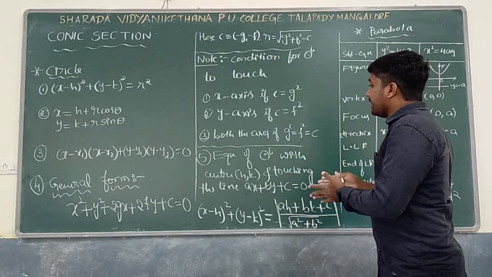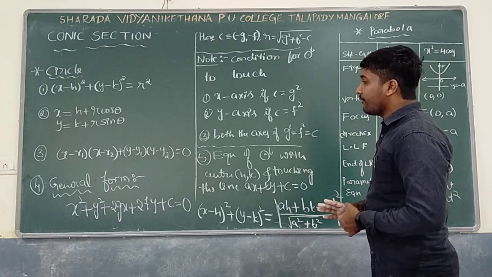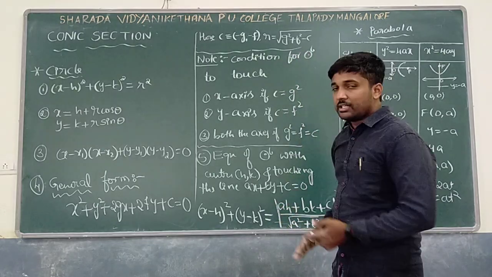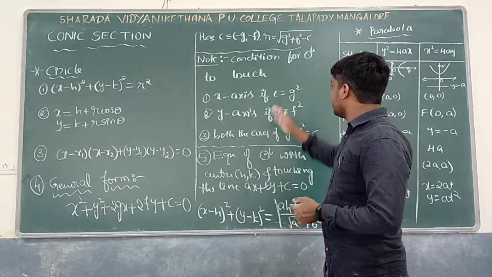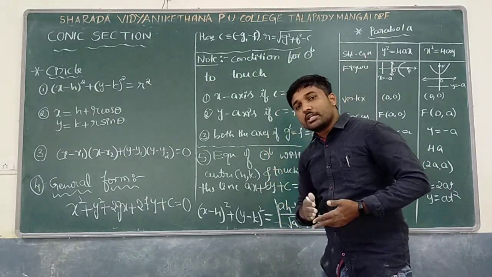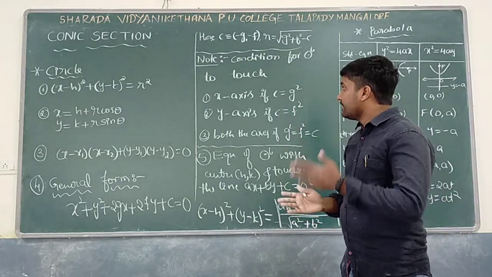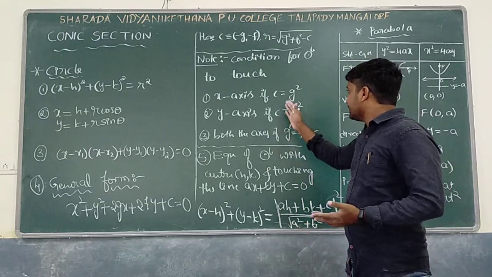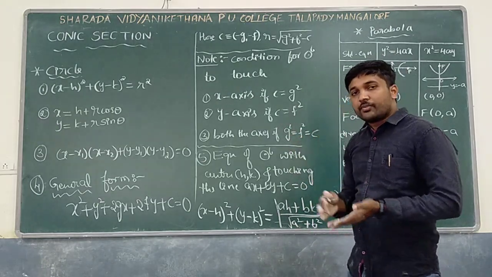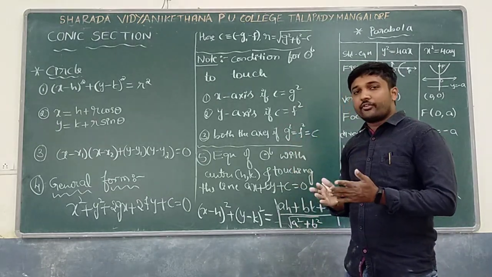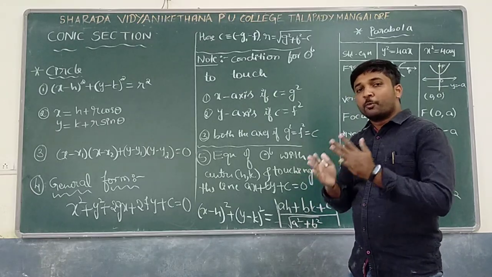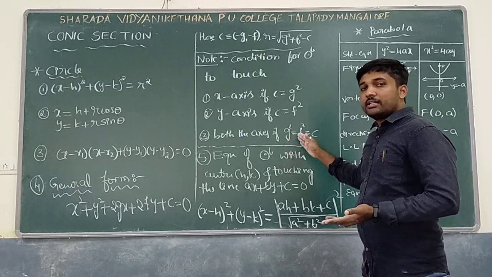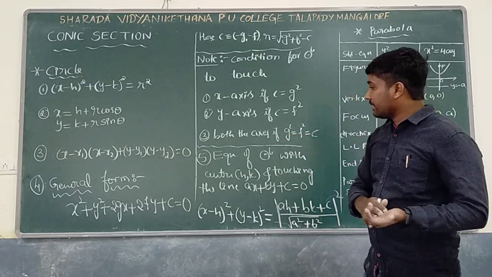Now some important conditions related to general form of equation of circle. Here the note is condition for the circle to touch x axis is c is equal to g square. Similarly, the condition for the circle to touch y axis is c is equal to f square. And the third one, the condition for the circle to touch both the coordinate axes is c is equal to g square and c is equal to f square.